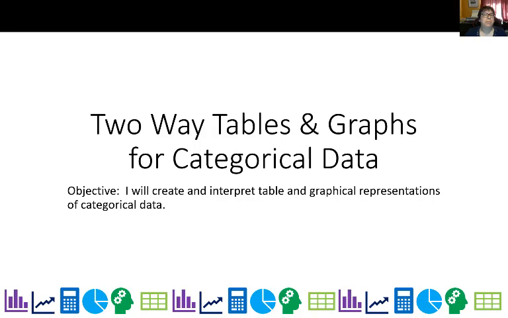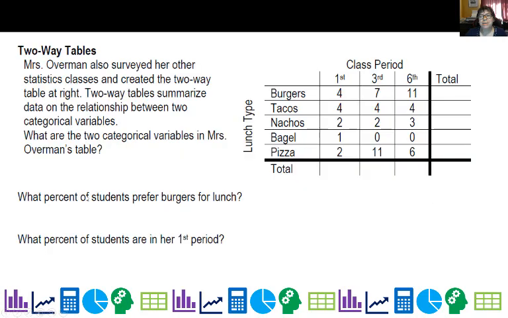Now we're going to show you how to analyze data when you have two variables recorded. So here's a two-way table that I created when I surveyed my other statistics classes, and I asked them what their favorite lunch types were. And you can see there are different periods and the different lunch types. So what are the two categorical variables? Yes, it's the lunch type and the class period.